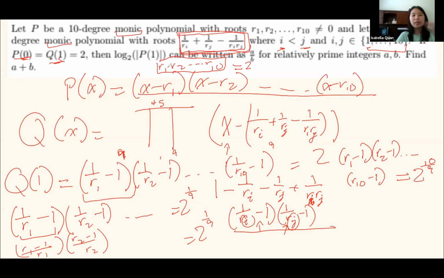Okay, well, why is this important? If you look at P of 1, that's just (1 minus R1) times (1 minus R2) times all the way to (1 minus R10), which is just literally this. We don't even have to worry about signs because there are 10 terms. So therefore, log base 2 of this is going to be 10 over 9, which means our answer is 19.